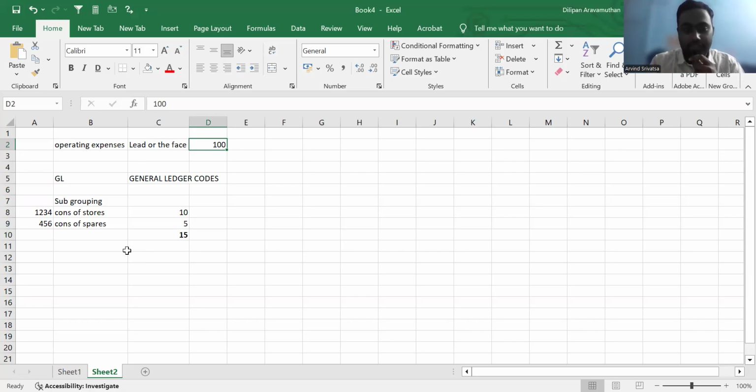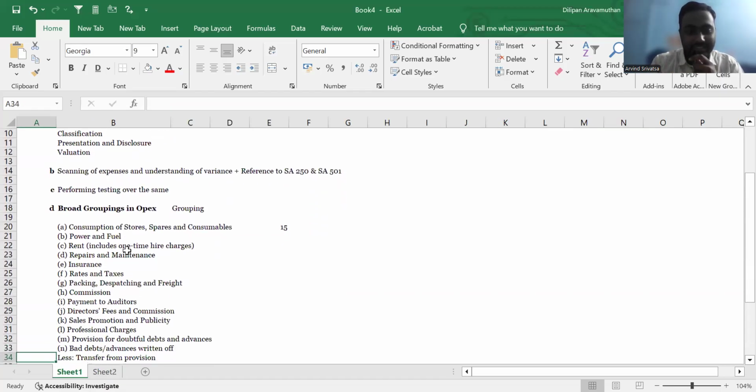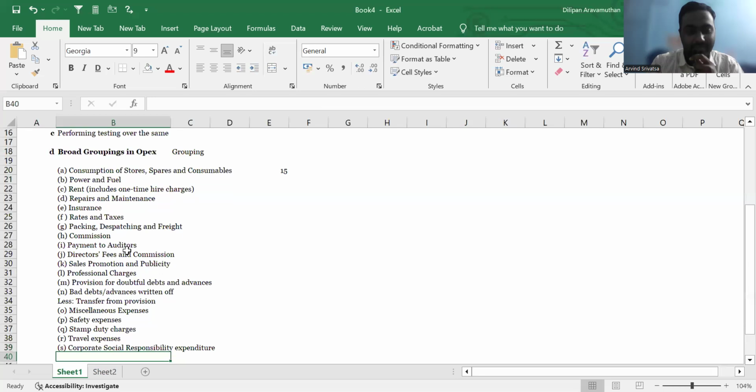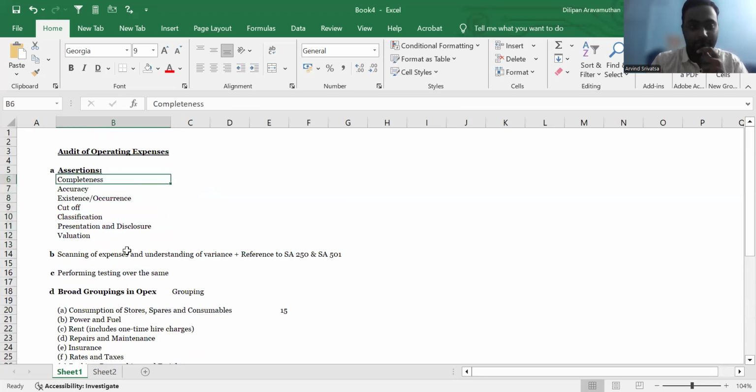Guys, if your 15 of the GLs is tying to your 15 of your consumption of stores and spares, and if your 15 is contained in the 100, you are able to ensure completeness as an auditor. You are able to get comfort over the fact that everything is included in the ultimate face of the financials. So you need to do this for every single line item ranging from consumption, power and fuel, rent, repairs, and till the very end, probably the last item, which is corporate social responsibility expenditure. So this is how we need to ensure completeness, guys.